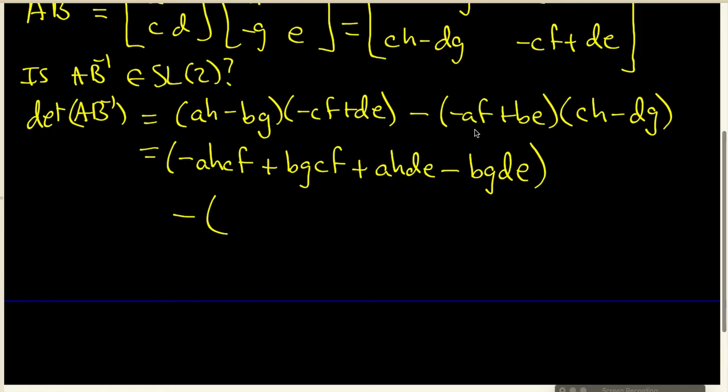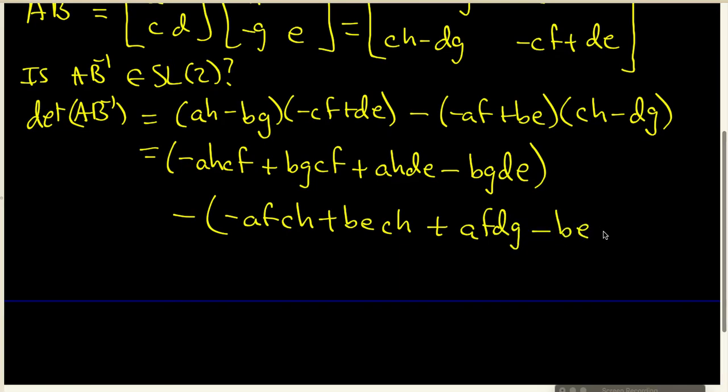And so when I look at this, I'm going to have minus AF times that CH. So I have minus AF times CH, and then I'm going to have plus BE times CH. And then I'm going to have a minus AF times DG, and then I'm going to have a minus BE times DG.